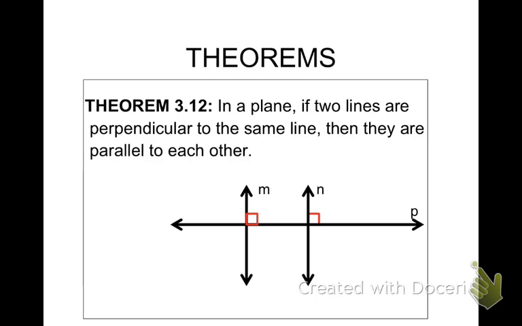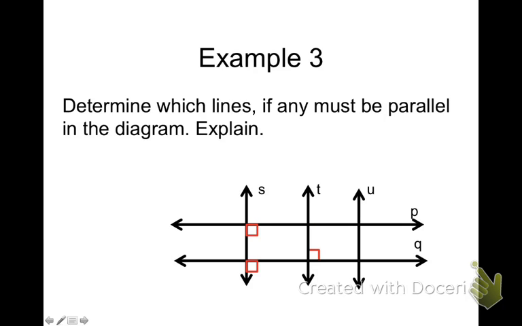So notice line M is perpendicular to line P. Line N is perpendicular to line P. So since they're perpendicular to the same line, I can conclude that they are going to be parallel to each other. So M would be parallel to N. The proof behind it would be if corresponding angles are congruent, then lines are parallel, right? Yeah. Converse of it. So if these are both 90 degrees, then they have to be parallel to each other. All right, so let's figure out which are the parallel lines in this next example.